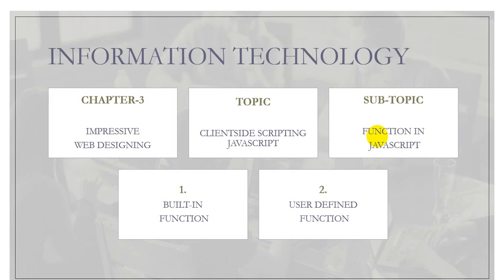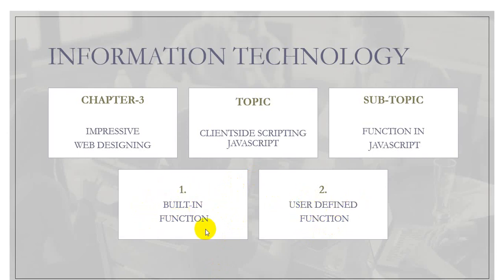or we have two categories of function. The first category is called a built-in function, and the second category is called a user-defined function. So we have two categories. One is built-in function and another is user-defined function.